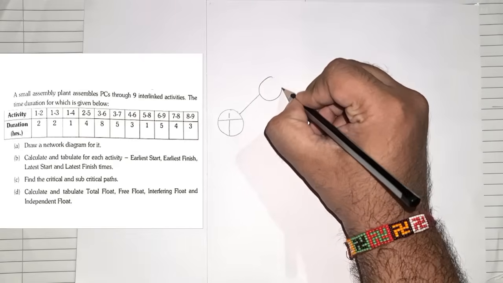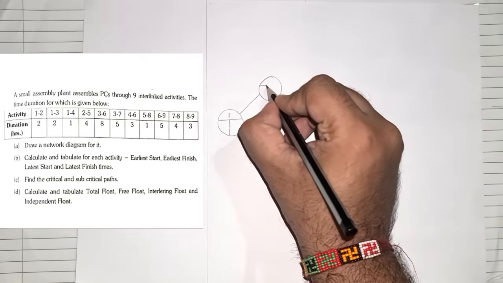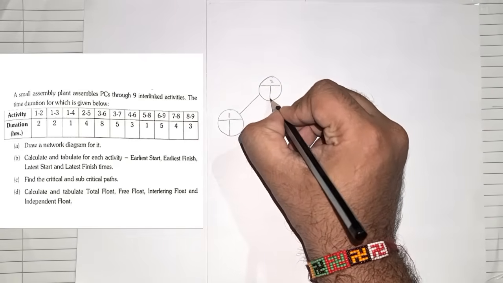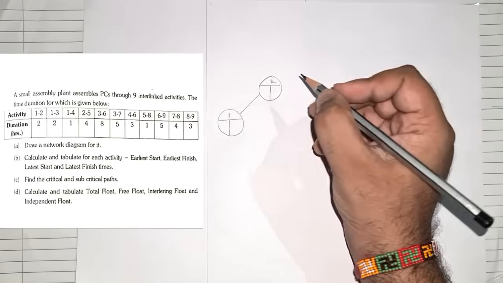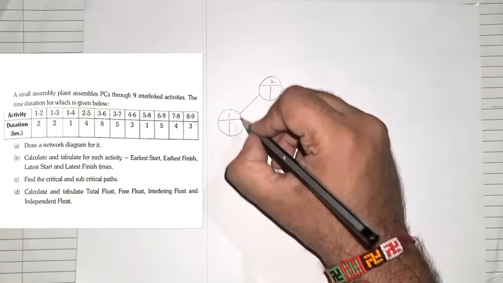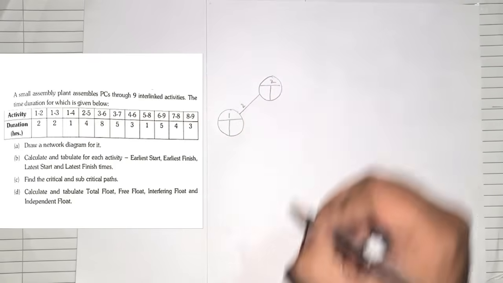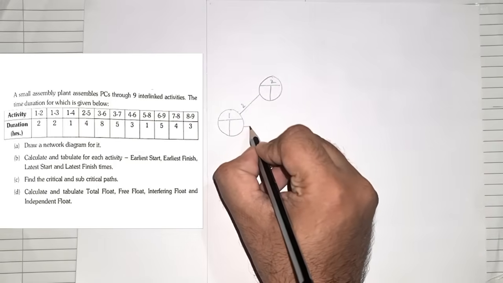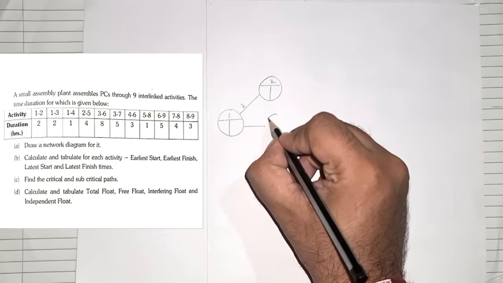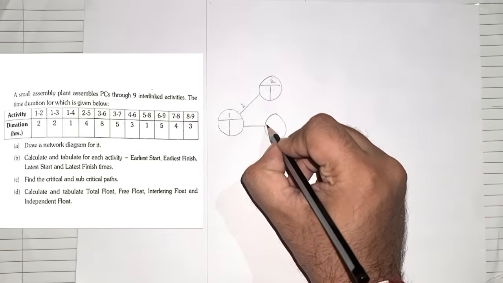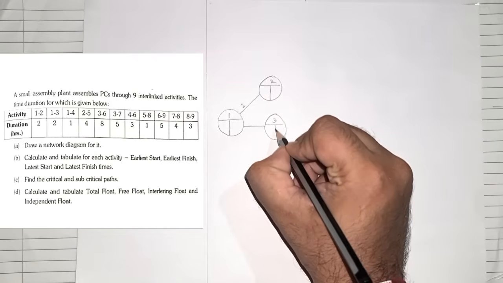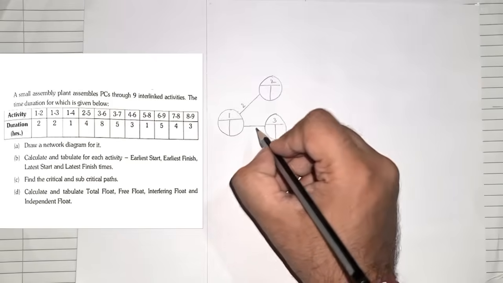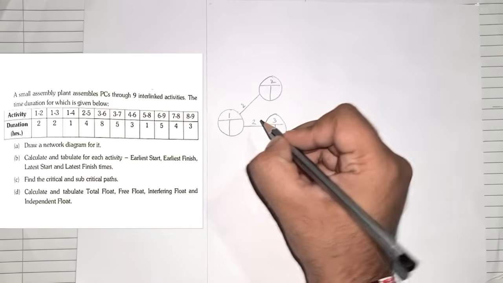Okay, activity 1 and 2. So I'll note down this as activity 2 and we will divide this part. The duration for activity 1 and 2 is 2 hours, so I'm noting it here as 2. Then we have 1 and 3. So from 1 we have another activity which is coming out, that's activity 3. Again I'll divide this in two parts, the duration for which is 2.